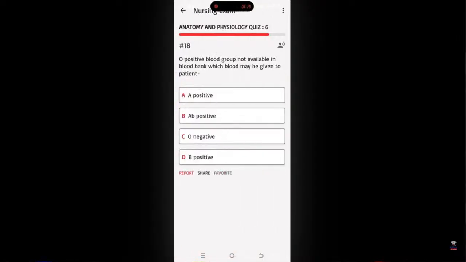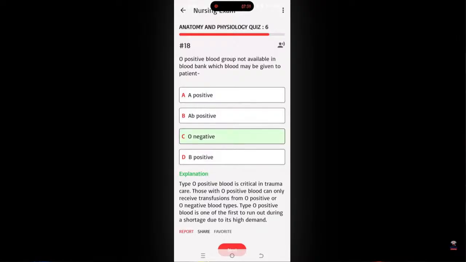O positive blood group not available in blood bank. Which blood may be given to patient? A. A positive, B. A flat positive, C. O negative, D. B positive. Correct answer. Type O positive blood is critical in trauma care. Those with O positive blood can only receive transfusions from O positive or O negative blood types. Type O positive blood is one of the first to run out during a shortage due to its high demand.